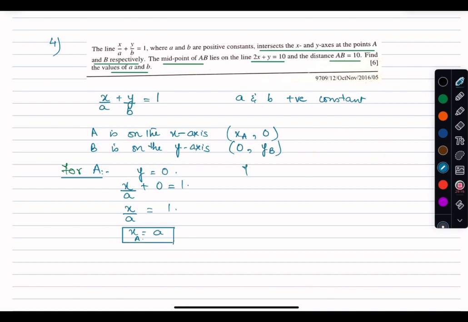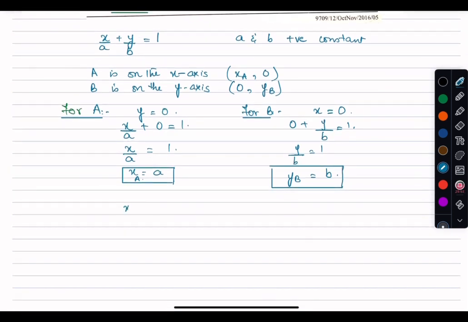And in the same manner, if I solve for B, I know that it lies on the y-axis, therefore the x-coordinate is 0. If in the equation I substitute x as 0, it becomes 0 plus y by b, and this equals 1. Therefore y by b will be equal to 1, or I can say that the y-coordinate of B comes out to be b here. So this is one thing that is very much known to me.